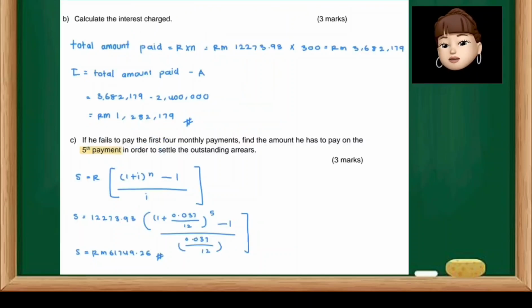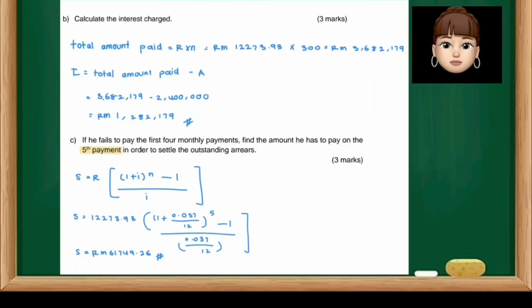So next, moving on to question B, we need to calculate the total interest charge. To do this, we first find the total amount paid by multiplying our monthly payment of Rm 12,273.93 by 300 months, which gives us Rm 3,682,179. Then, we subtract the original principal of Rm 2.4 million from this total amount. So, the balance is the total interest charge, which equals Rm 1,282,179. That's all for this question.